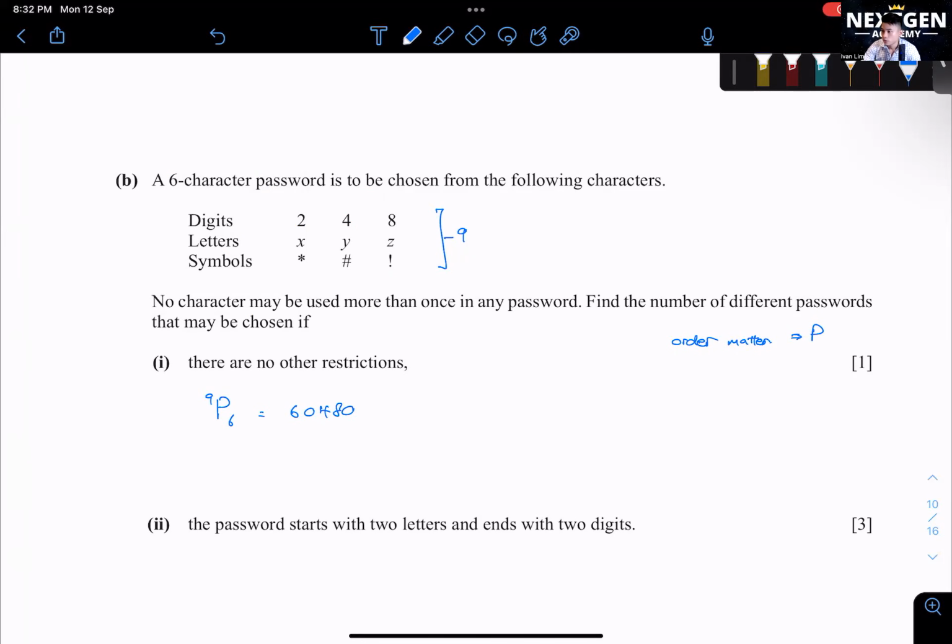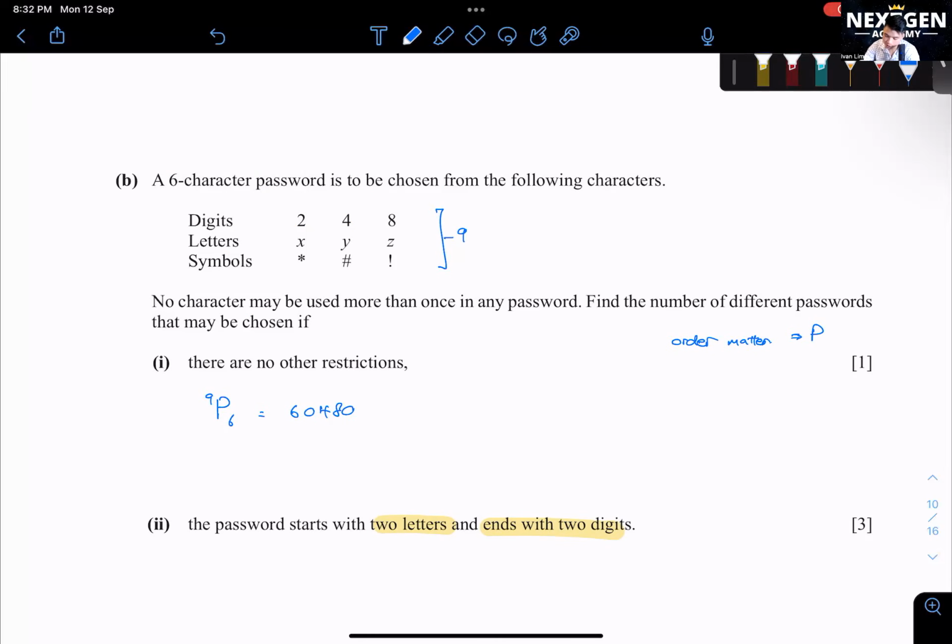Okay, then the next one. The password starts with 2 letters and ends with 2 digits. This is a 3-mark question. Start with 2 letters and then end with 2 digits. Why is it a 3-mark question? Actually, there's a very easy way to do this.